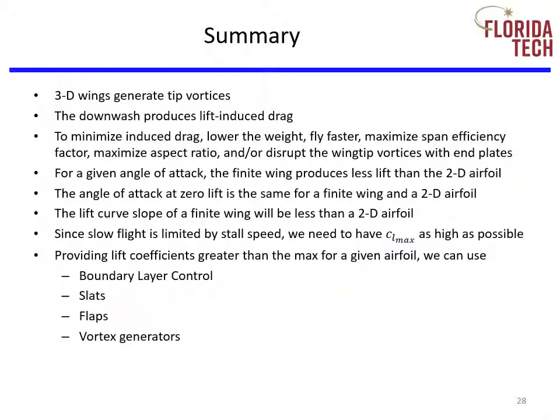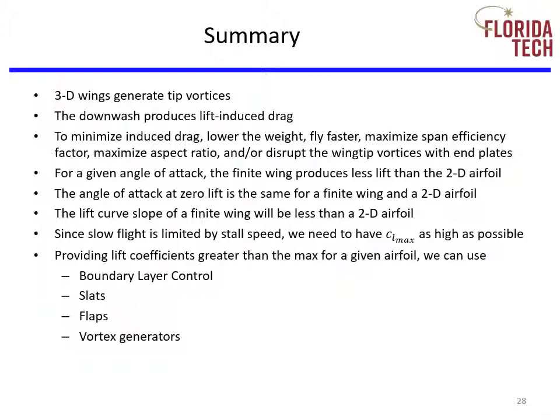In summary, we learned that 3D wings generate tip vortices. The downwash produces lift-induced drag. To minimize induced drag, either lower the weight, fly faster, maximize span efficiency factor, maximize aspect ratio, and/or disrupt the wingtip vortices with end plates. For a given angle of attack, the finite wing produces less lift than the 2D airfoil. The angle of attack at zero lift is the same for a finite wing and a 2D airfoil. The lift curve slope of a finite wing will be less than the lift curve slope of a 2D airfoil.